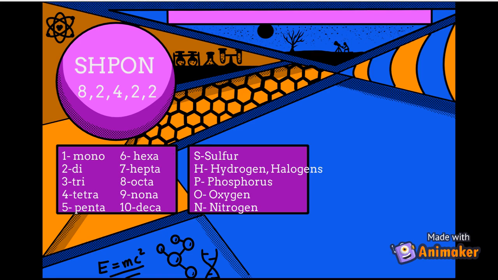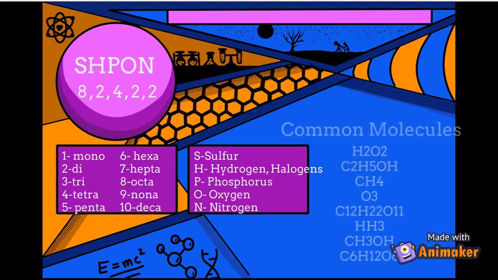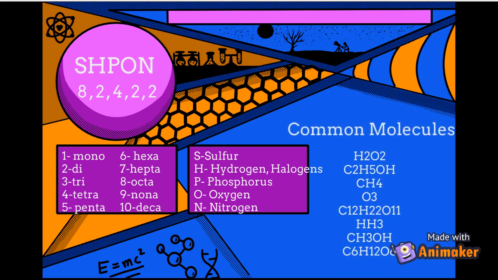This means that in their natural state, they exist not as one, but in higher numerical values. All elements that are part of SPON exist in 2s except for phosphorus, which exists in 4s, and sulfur, which exists in 8s. Last but not least, we have common molecules.